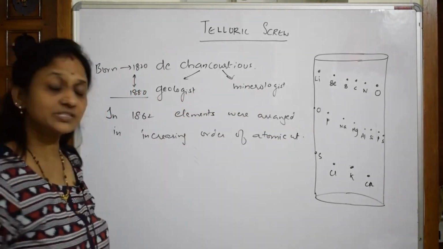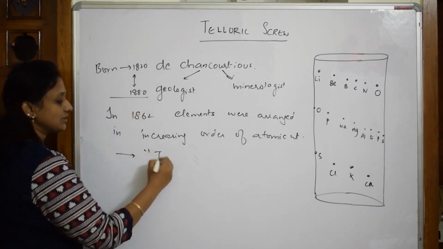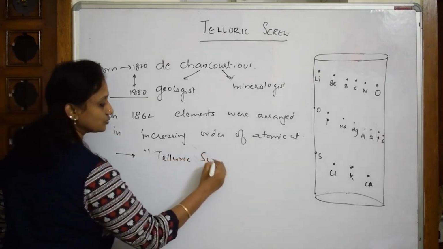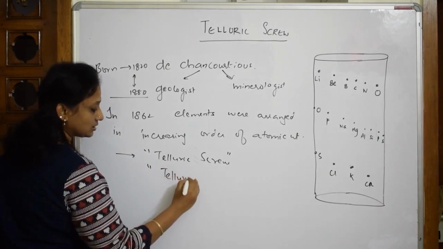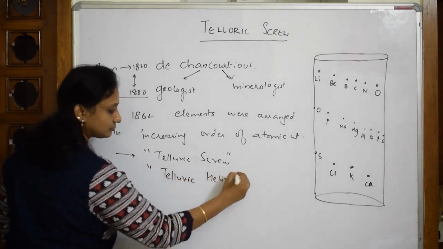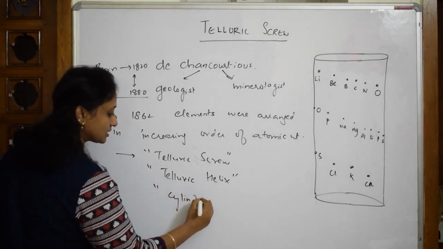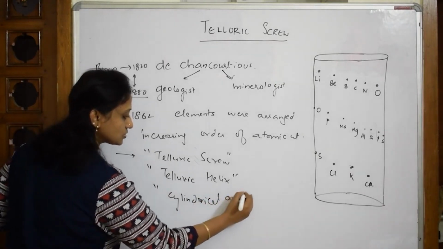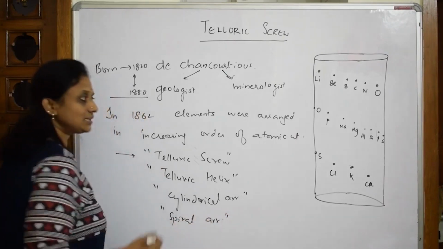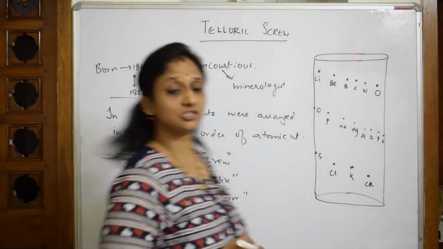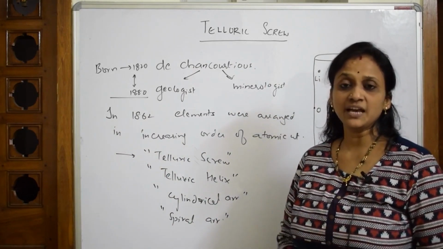He arranged them in the form of a cylinder. So this is also called the telluric screw, or telluric helix. We also call it a cylindrical arrangement, or a spiral arrangement. Basically, this telluric helix or spiral arrangement was not published until Mendeleev came and gave his assumptions.